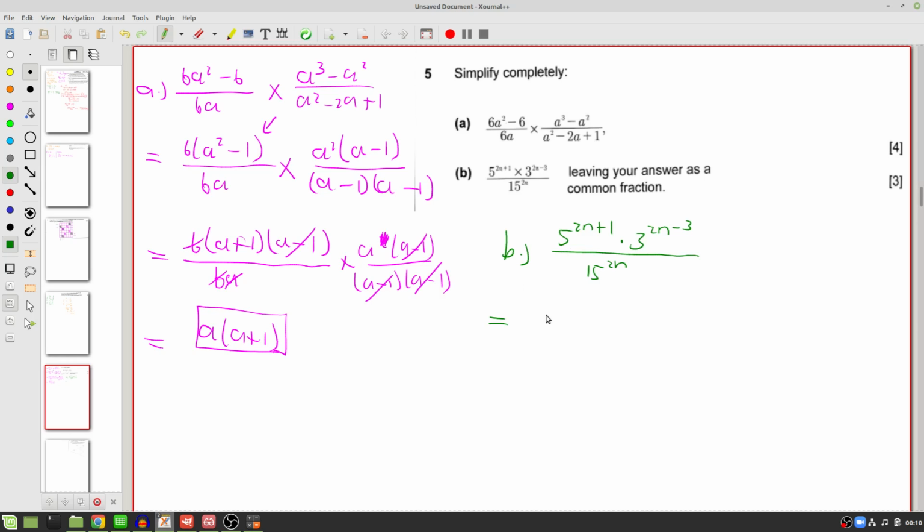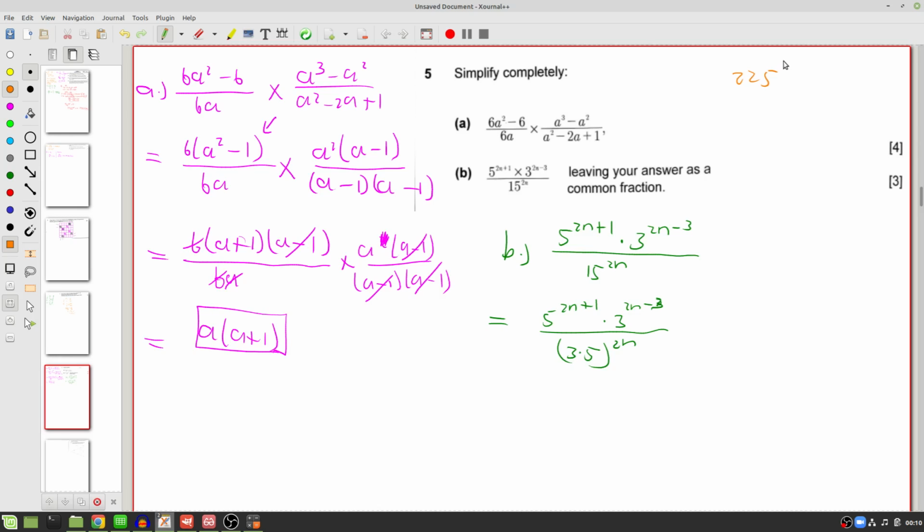I'm going to keep the 5, that's already a prime number, plus 1. 3 is already a prime number, I'm going to keep that. But what about 15? 15 is 3 times 5 in its prime factorization form, to the power 2n. And maybe let's just do on the side a quick recap of what prime factorization is. If I give you the number, let's say, we'll make it 225.